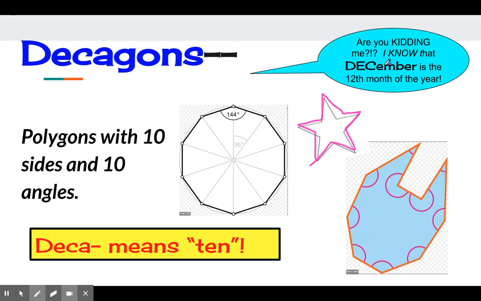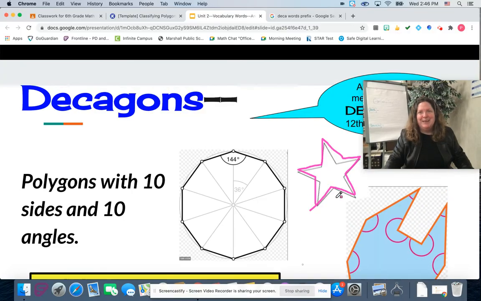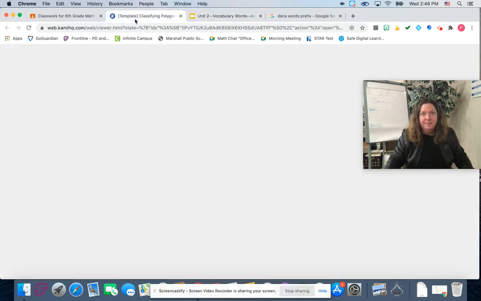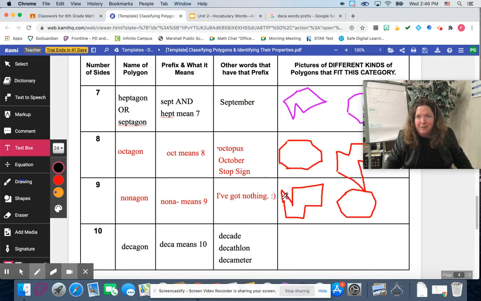I know that December is the 12th month of the year. How can all these decagons, how does deca mean 10? Right back to the same thing we talked about. Remember, December used to be the last month of the year, and it was number 10. They only had 10 months because they started in March. So it used to be the last month, and it was month number 10. It's still the last month of the year, but we added 2 more, so now it's number 12.